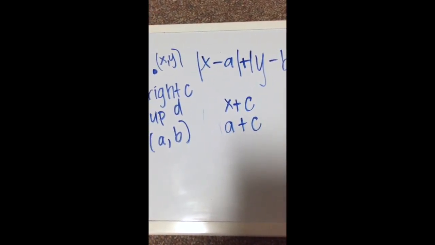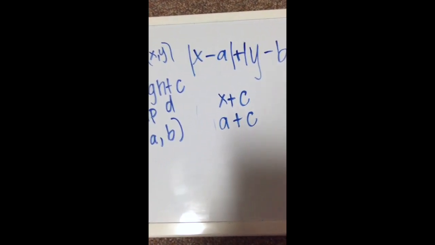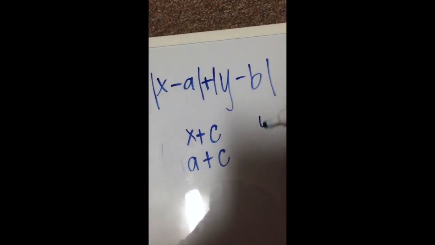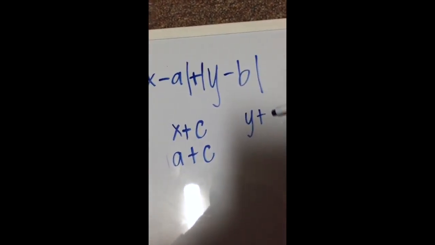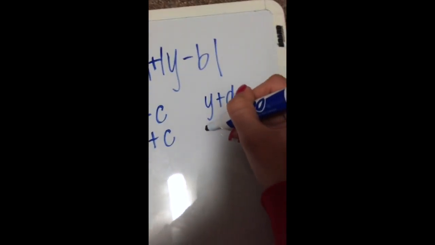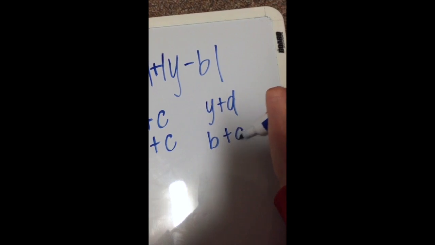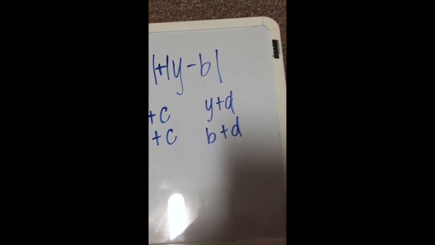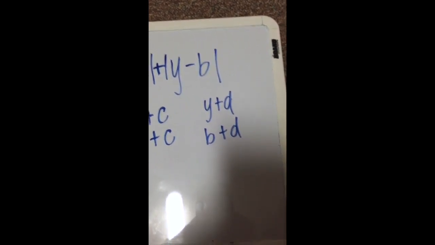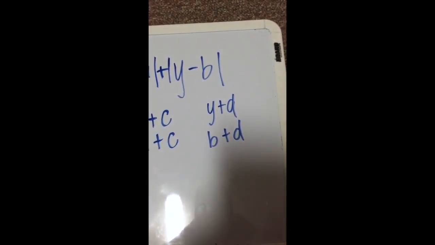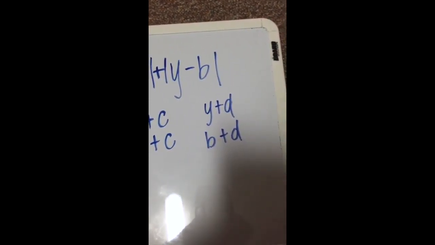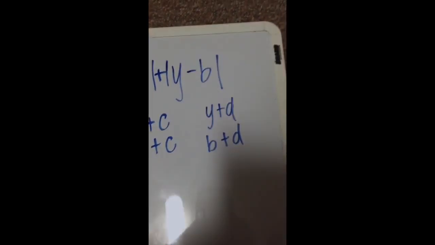The next thing we have to do to translate our points is to move them up D. We do this by adding Y plus D and B plus D. If the sum of Y and D is positive, then we move it up. If the sum of Y and D is negative, then we move the point down. We do this for the sum of B and D.